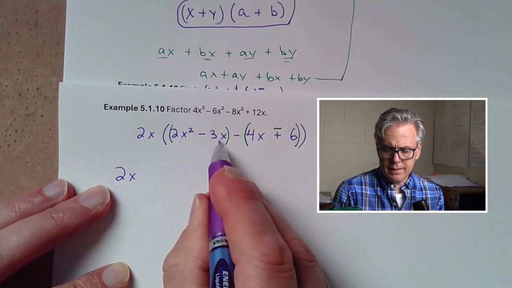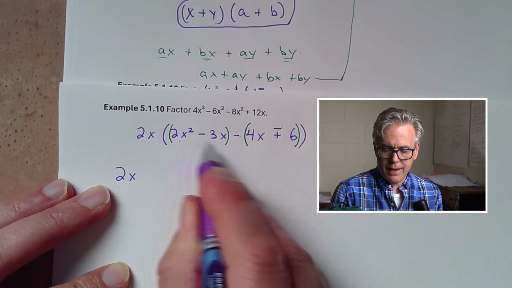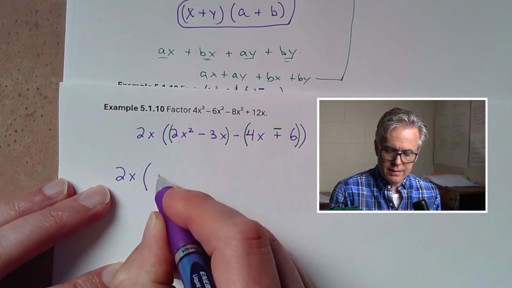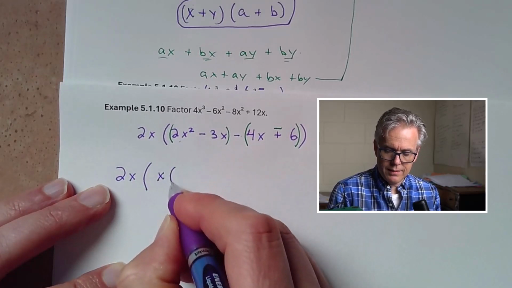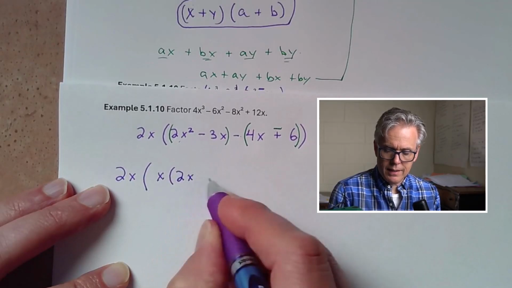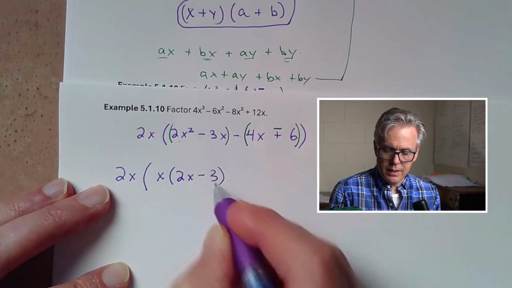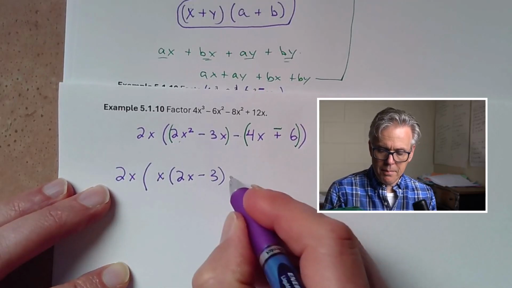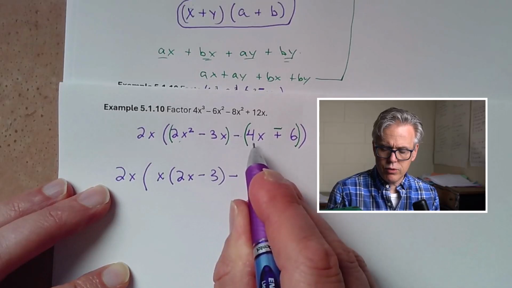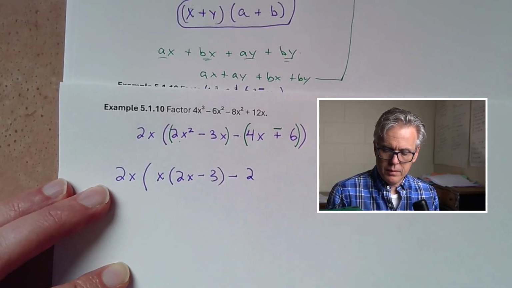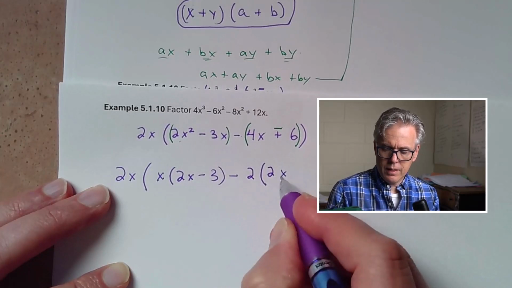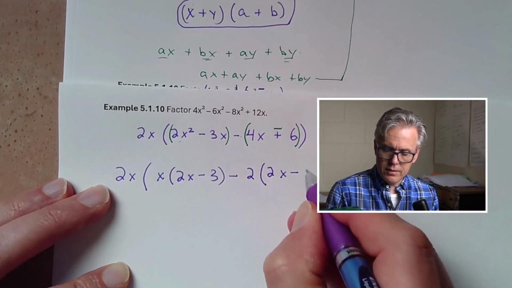Now, what's my common factor in this group? Well, I've got an x I can pull out. I'm just going to go and put my parentheses here. That's that parenthesis. And then I'm going to x. And then what is left in here? I've got a 2x minus 3. Okay, minus what's common in these terms right here? Well, I can pull out a 2. I'll pull out a 2, and what am I left with? 2x minus 3.